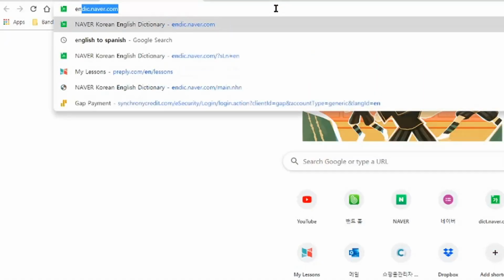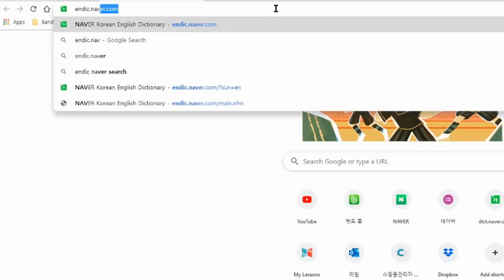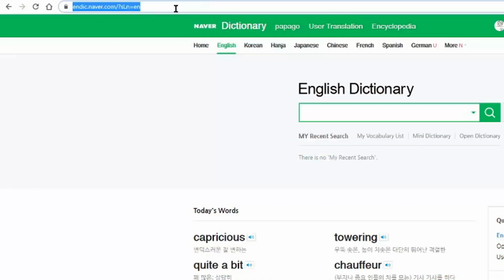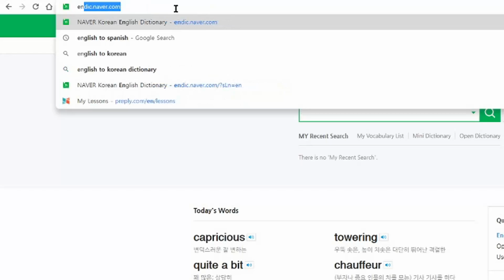And then prepare an English dictionary. Because I'm Korean, I use a Korean one, which is EN naver.com. You'd better memorize the URL of this dictionary. Then you can just open the dictionary instantly. It's not that difficult to memorize, and it's much more helpful.